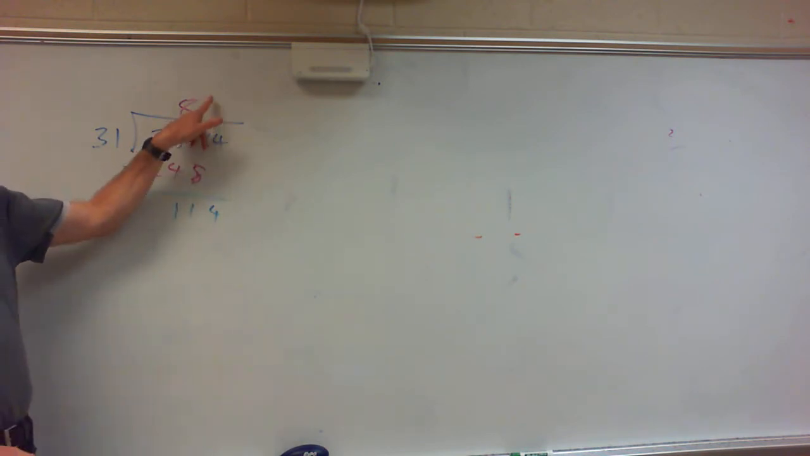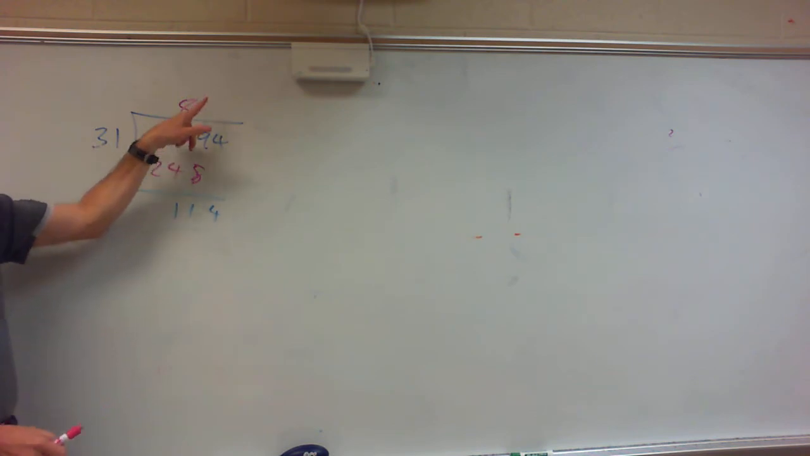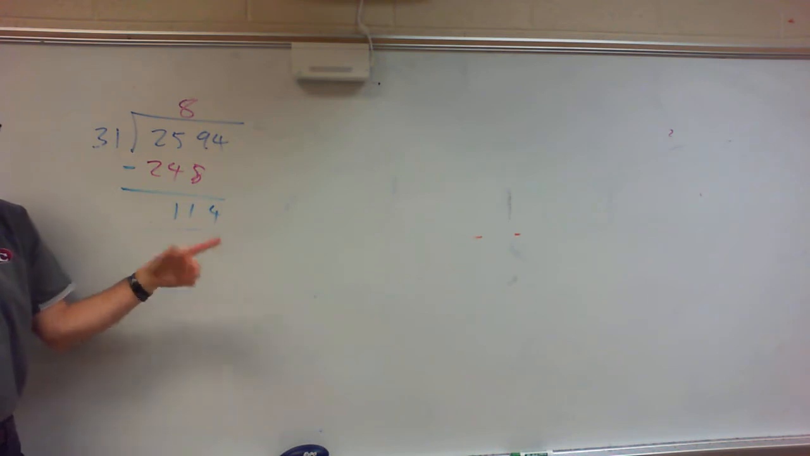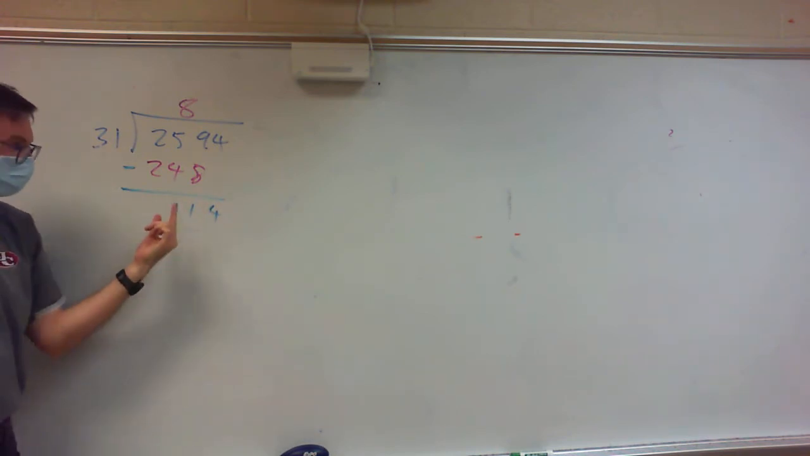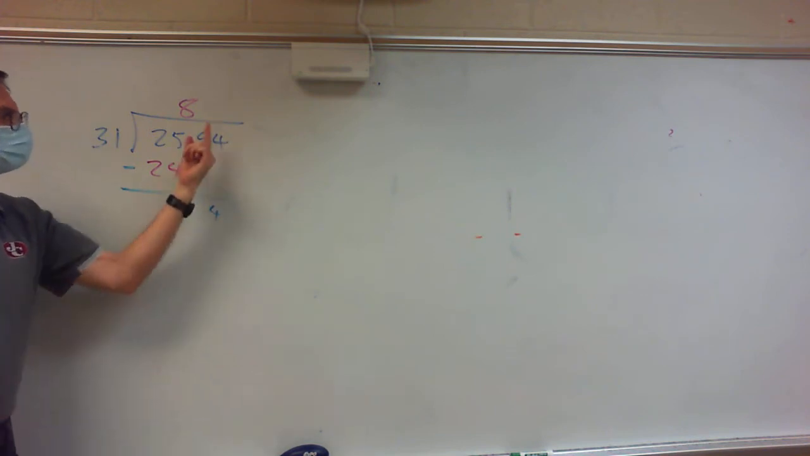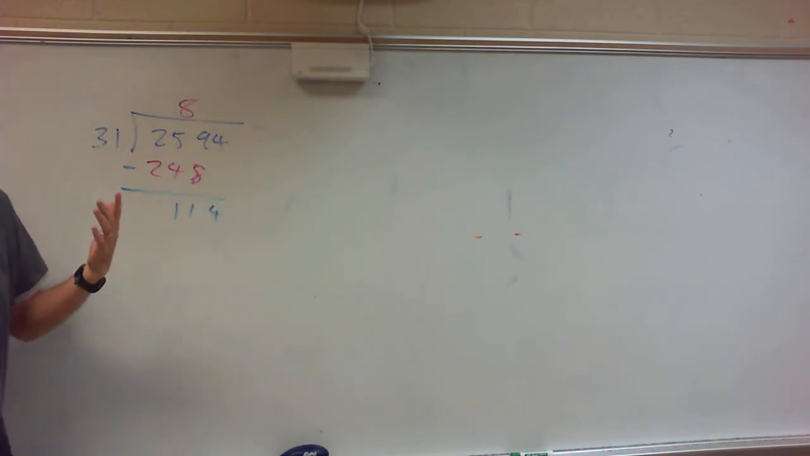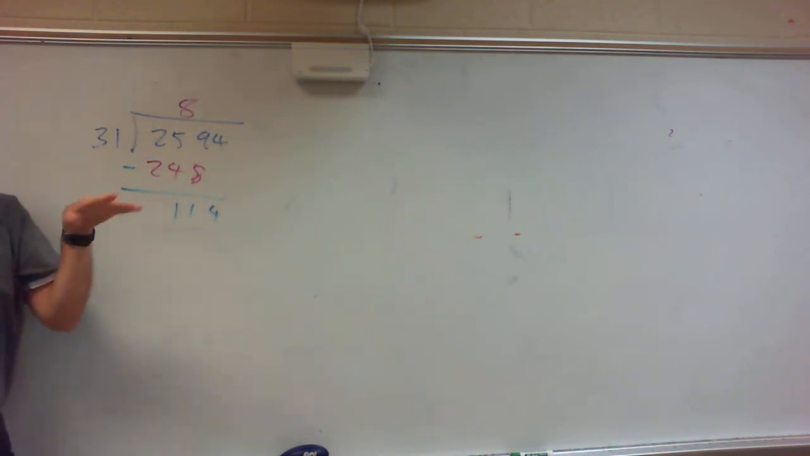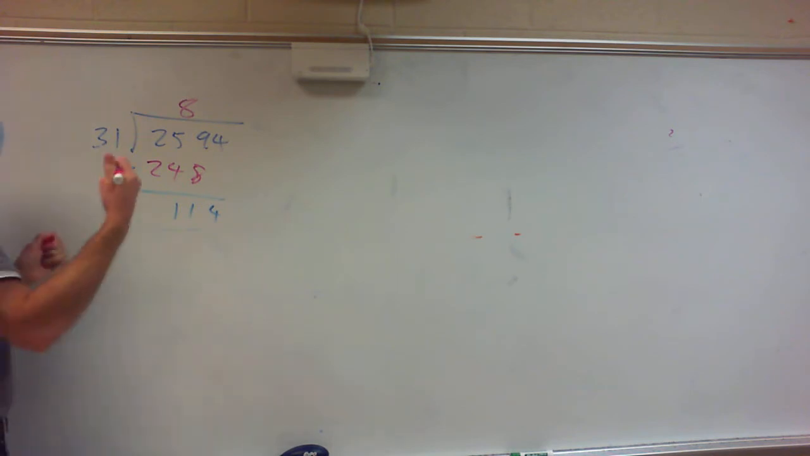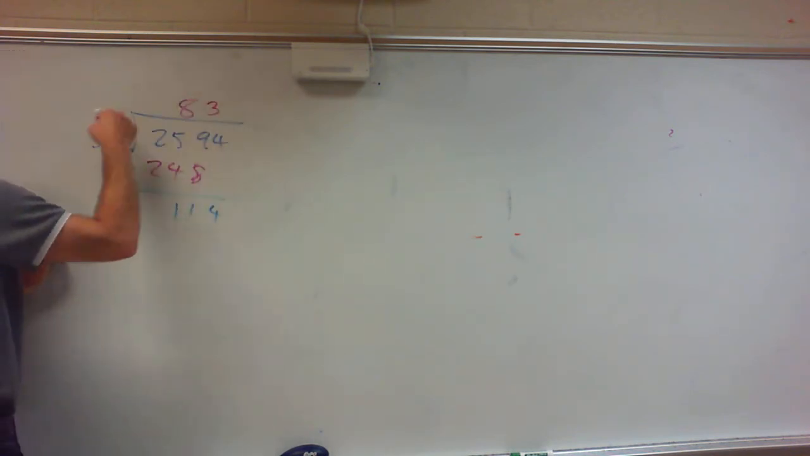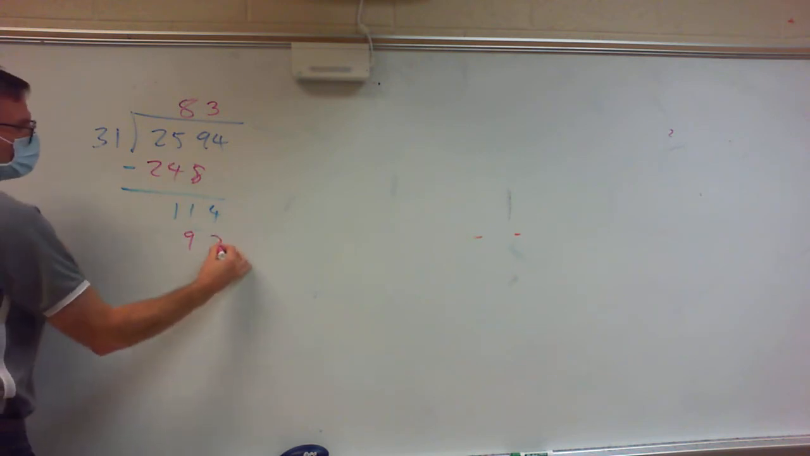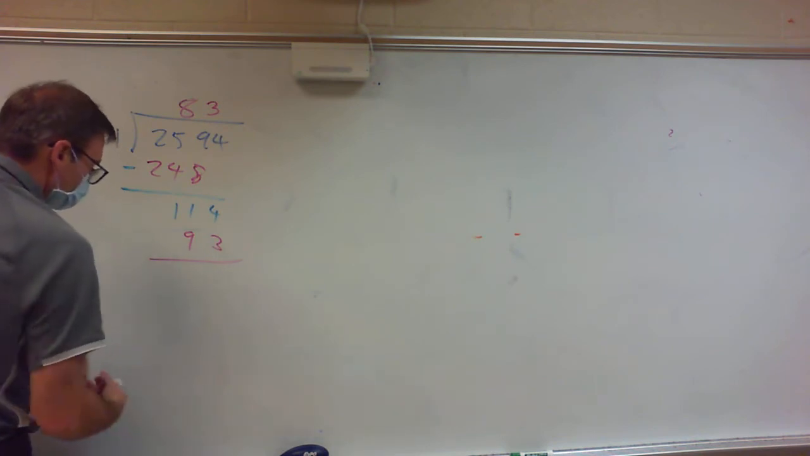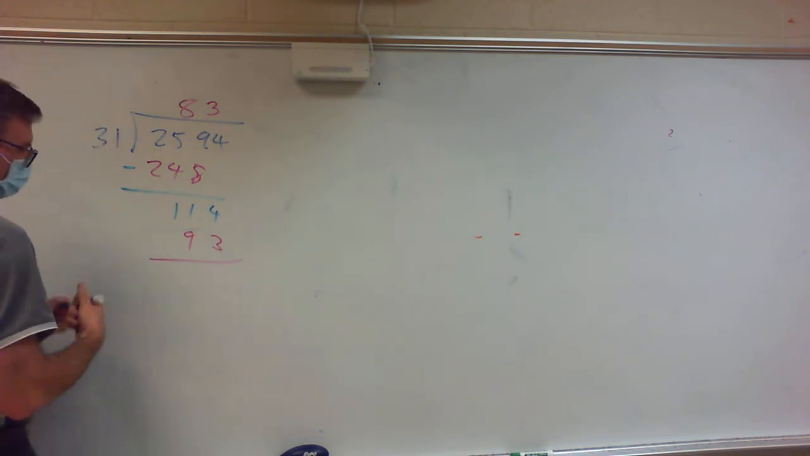You ask yourself what goes here, so that this times this gets really close to 11. I could say this times 31 equals 114, but it's harder to think about. Let's just think about what needs to go here so that this times 3 gets us close to 11. So what's that number going to be? 3. So I put the 3 here, and 3 times 3 gives you 9. 3 times 1 gives you 3. And then when we subtract, I think that gives us 21.